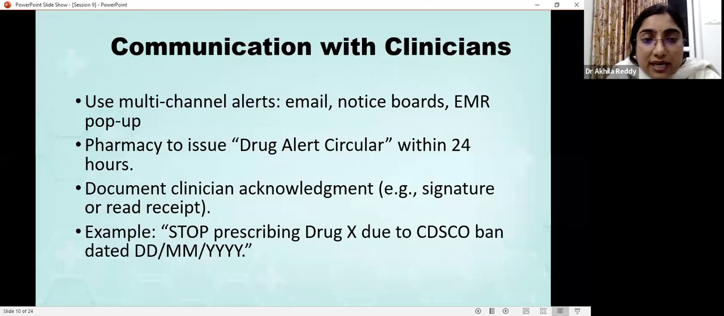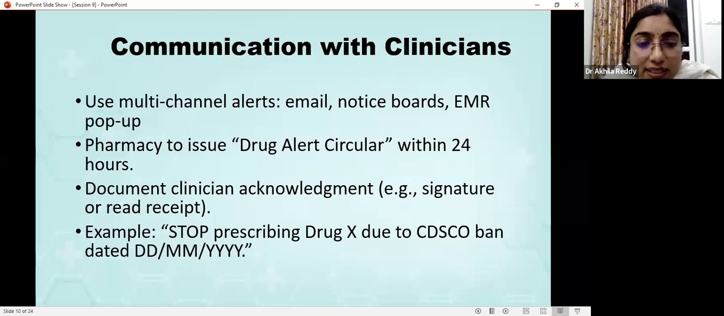And we have to communicate. How we communicate with the clinicians is by multi-channel alerts: email, notice board, EMR pop-up. So whenever you keep an EMR pop-up, then those medications cannot be prescribed. Though they are trying to prescribe, they get a drug recall alert with so-and-so reaction, so that medication will not be sent to the patient directly.